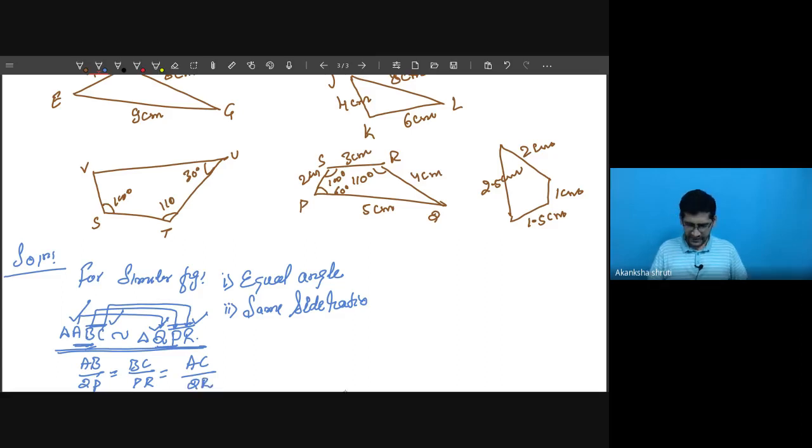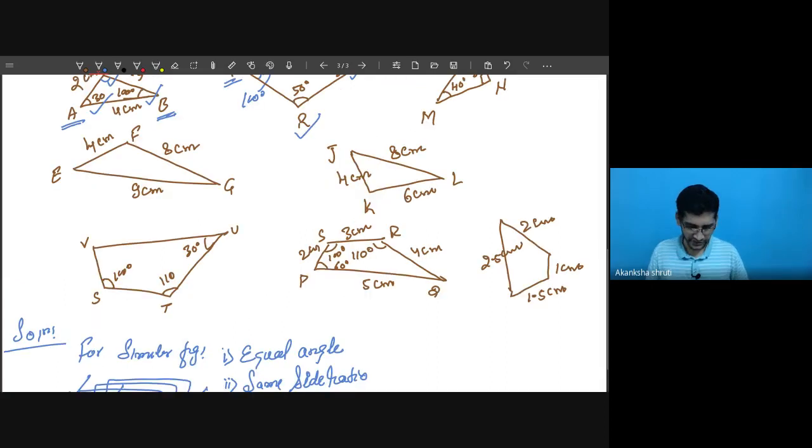So this way, by denoting the similar triangles with respective angles, these ratios can be written very easily. So always make it a habit to write these two similar triangles with respective vertices or respective angles. Okay, students? So please do not forget these things.